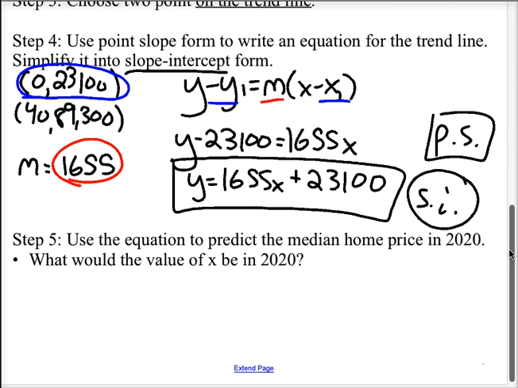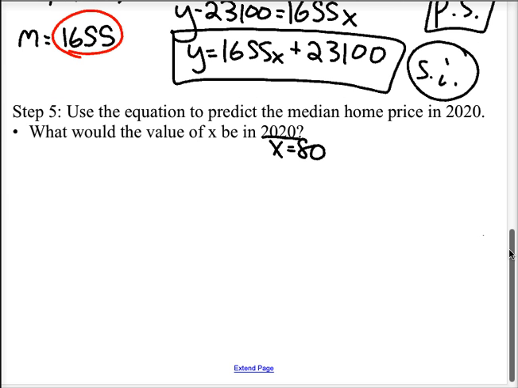All right, so now we want to use the equation to predict the median home price in 2020. All right, so the first thing is, what would our X be in 2020? Because remember, it's years since 1940. So that's going to give us an X of 80. 80 years would have passed from that 1940. And now that we have our equation, we can just plug that in to make our prediction.